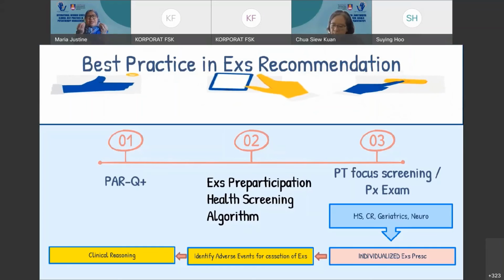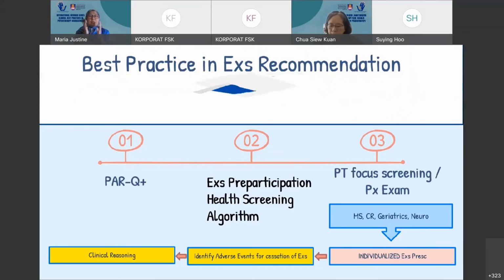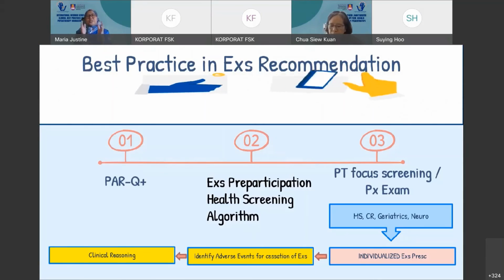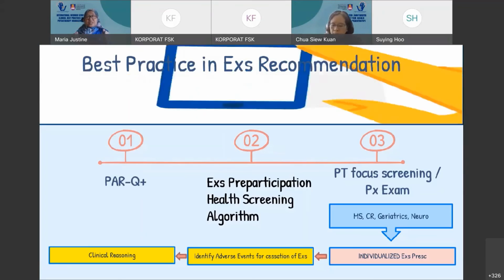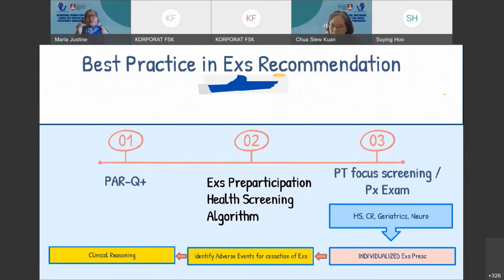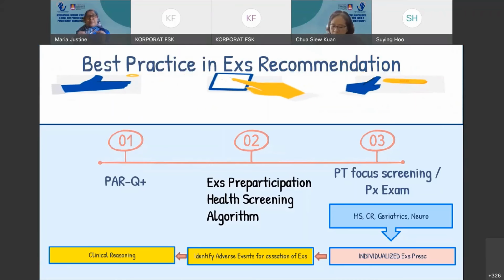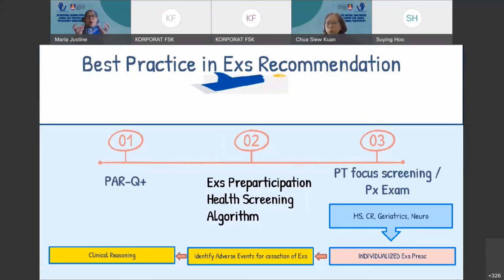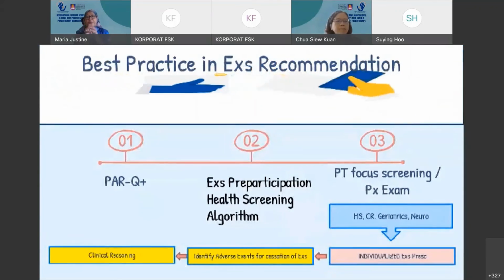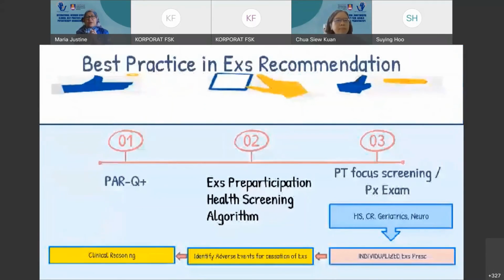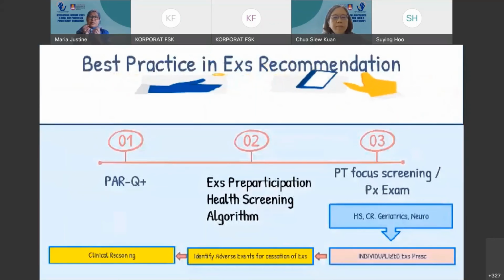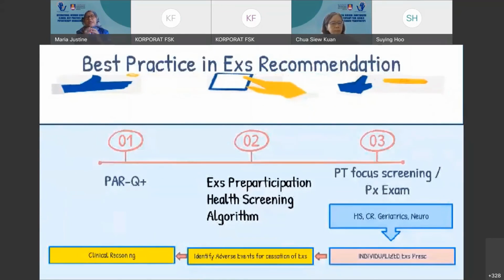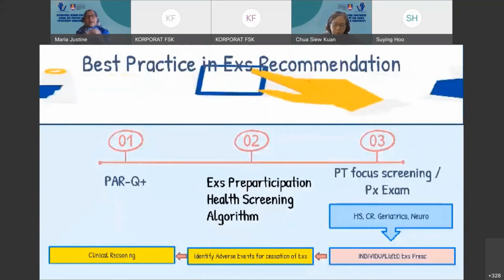Balance assessment needs to be included, because for older adults your exercise prescription must be multi-component, right? And for clients with neurological conditions, you know what outcome measures you can include in the best practice in your exercise recommendations. The exercise prescriptions need to be individualized, meaning that you cannot have one recipe for everybody. And you should be able to identify the adverse events for the cessation of exercises or for the modification of your exercise prescriptions. All this must be supported with clinical reasoning and ongoing learning in understanding exercise recommendations.